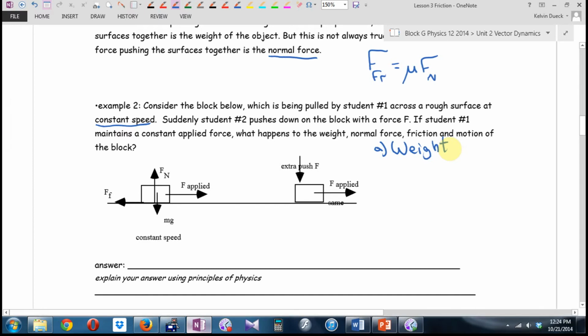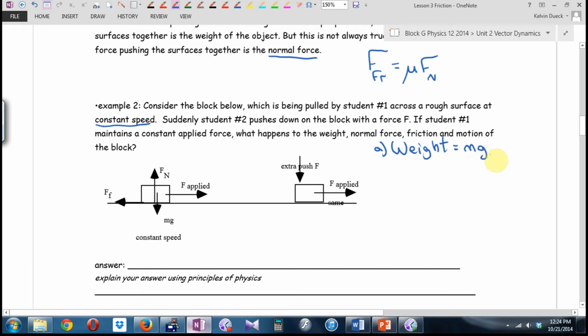What's weight another name for? By the way, it's not another name for mass because weight is measured in newtons and mass is measured in kilograms, but you're close. No, it's not the normal force. Jordan. Okay, weight is another name for mg.